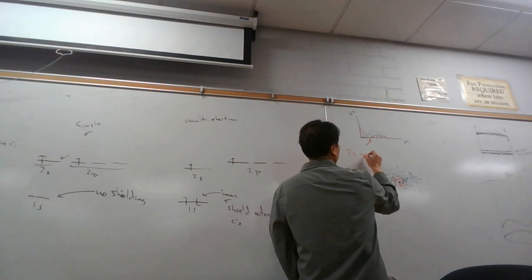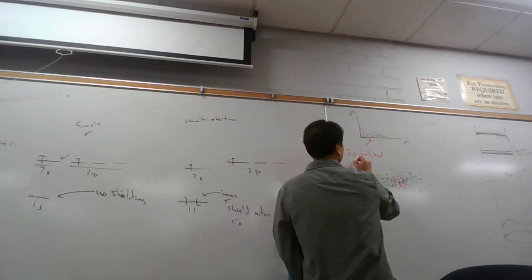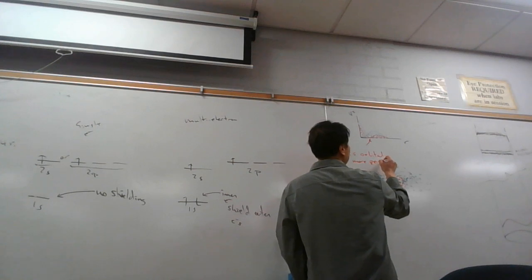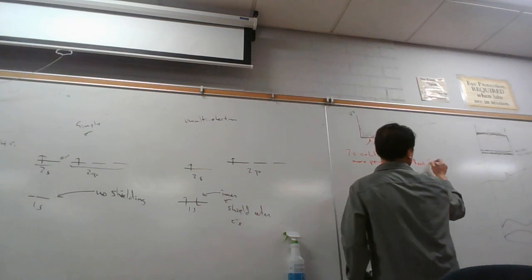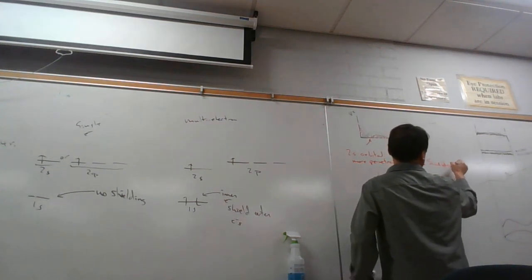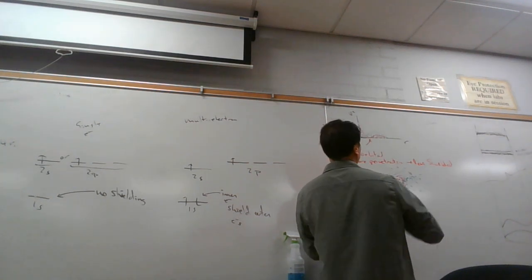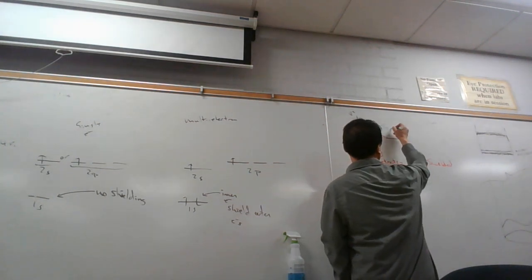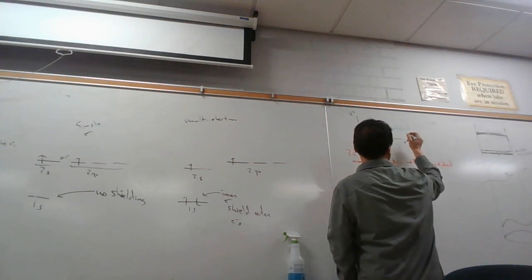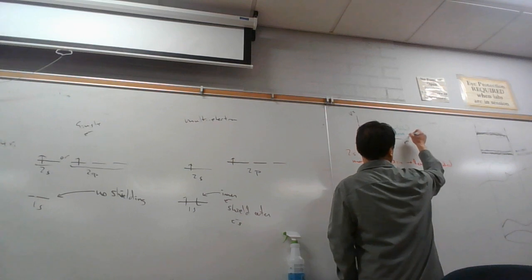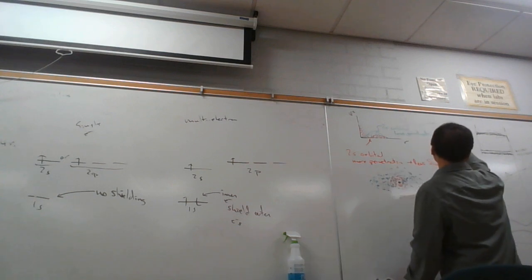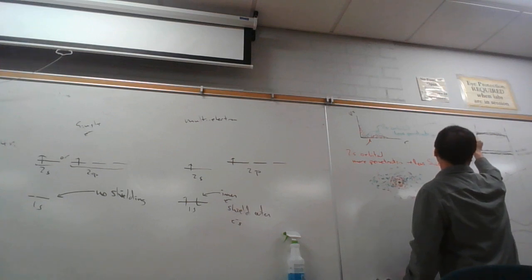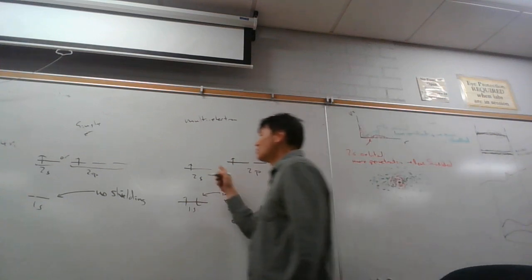So the 2s orbital is more penetrating. If it's more penetrating, then we say it's less shielded. Then the 2p orbital is less penetrating than the 2s, and it's more shielded. And so this is what splits it out.